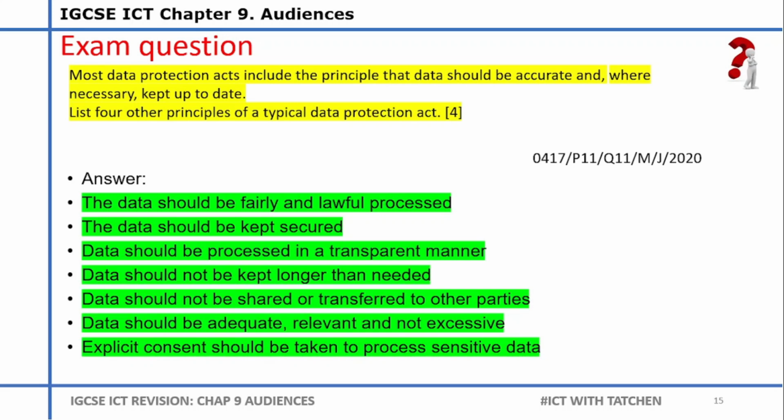Question wise, one such question you could encounter in this area will be: most data protection acts include the principle that data should be accurate and where necessary kept up to date. List other principles of typical data protection acts. The data should be fairly and lawfully processed. We've looked at things like this before. Data should be kept secured, should be processed in a transparent manner, should not be kept longer than needed, should not be shared or transferred to other parties. It should be adequate, relevant, and not excessive, and all of this. I mean, you need just 4 points.